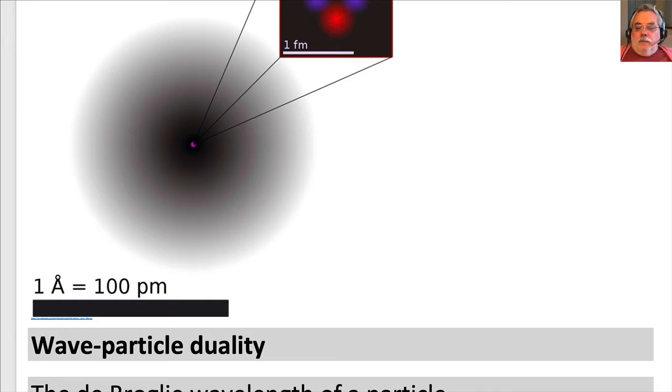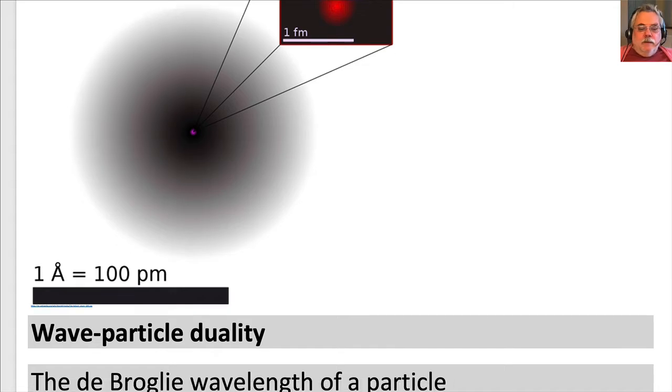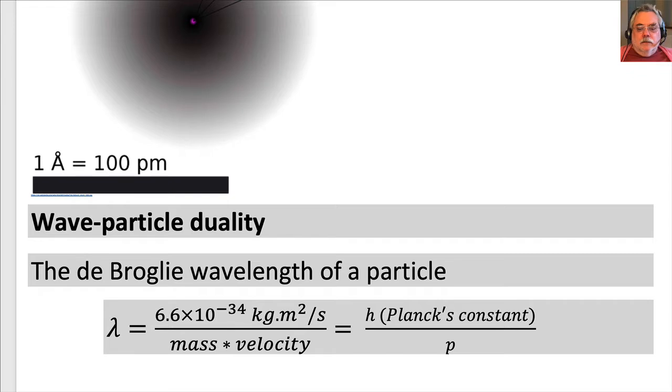A particle with mass has a wavelength that is inversely proportional to its momentum, given by the de Broglie wavelength of the particle. Wavelength lambda equals this quantity in the numerator, which is Planck's constant, divided by the momentum, mass times velocity.